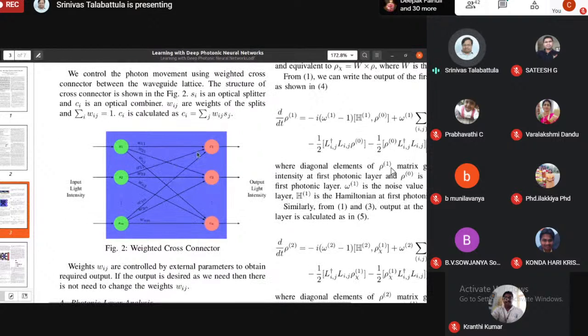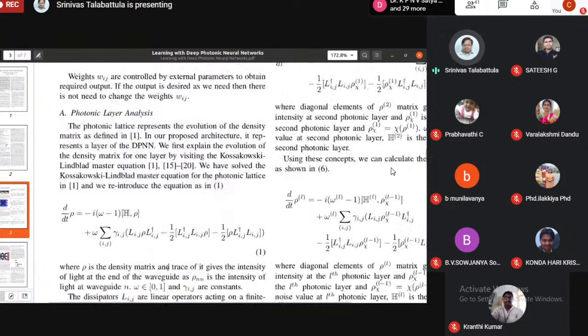So you can also implement, in fact, I would like to mention that if you have a micro mirror setup type of system, see, I'm talking about waveguides always, is it not? So you can also use the cross connect, mirror cross connects. People have made the N by N mirror cross connects. You can also use them as a weighted cross connector.